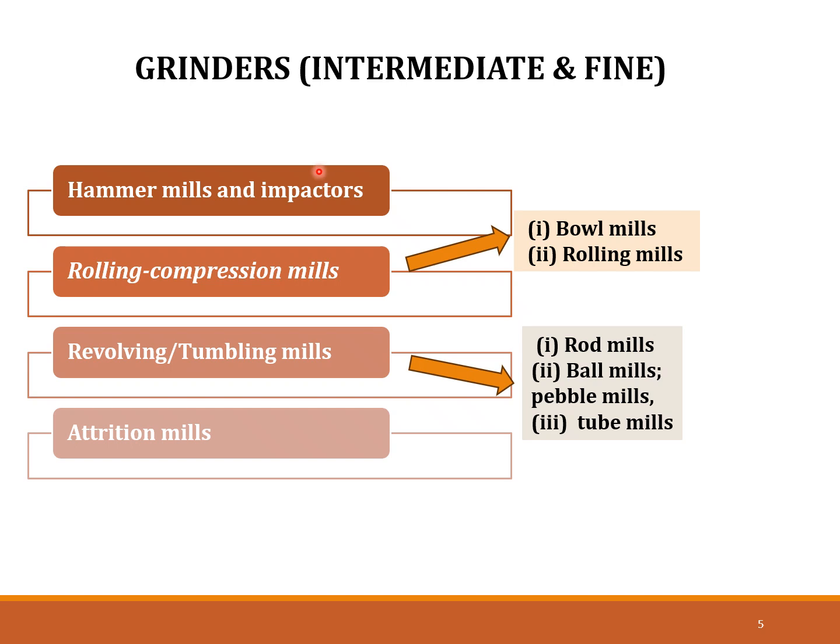Coming to grinders, there are four different types of intermediate particle size reduction instruments. Examples: hammer mills, rolling compression mills, revolving and tumbling mills, and attrition mills. The rolling compression mills are further divided into bowl mills and roller mills. Tumbling mills are divided into rod mills, ball mills, pebble mills, and tube mills. In our video, we will be discussing a few size reduction equipments such as ball mills and gyratory crushers.